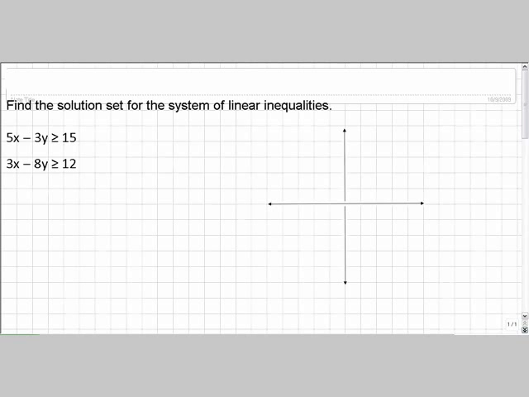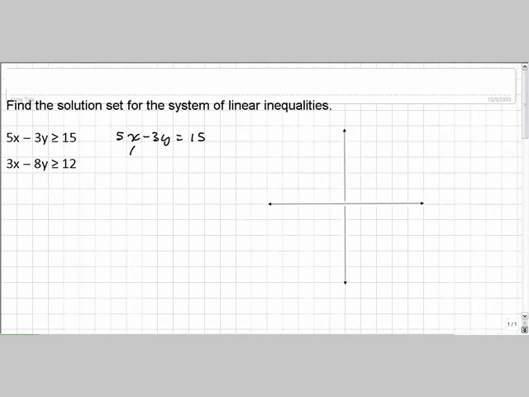Find the solution set for the system of linear inequalities. To find the solution set, we first need to graph each line. So we're going to look at the first line, 5x minus 3y equals 15.